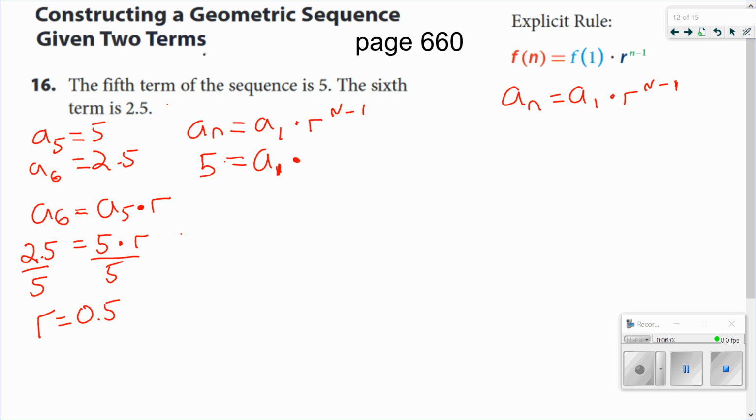Times my common ratio. My common ratio is 0.5. And I'm going to raise it to n minus 1. Since I'm on the fifth term, I'm going to put in 5 minus 1. So this 5 came from the fact that a sub 5 is 5. This number came from the fact that we know what the r is, 0.5. And this 5 came from the fact that we're working with the fifth term. Now I'm just going to solve like this is x here, and I don't know what it is. So I have 5 minus 1, and that's going to get me 0.5 raised to the fourth.